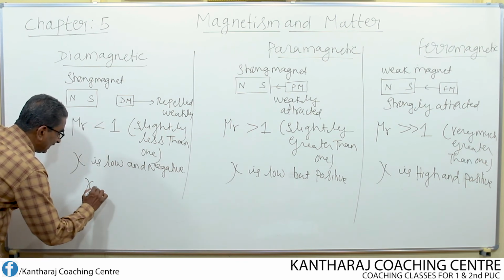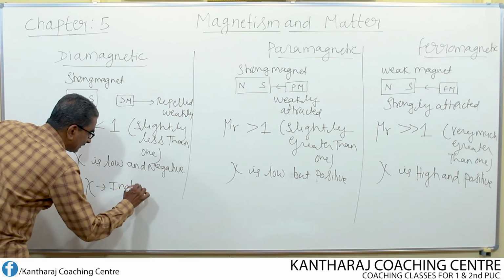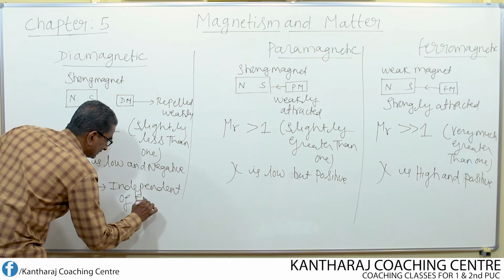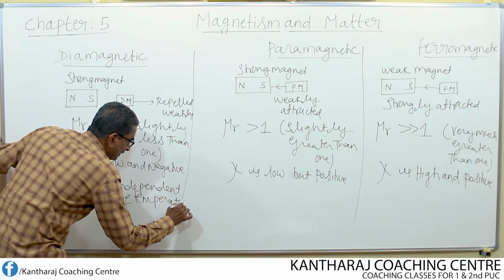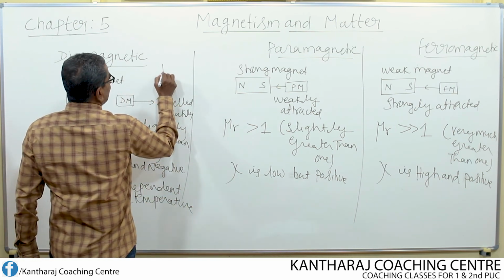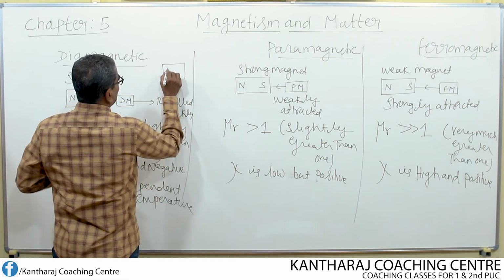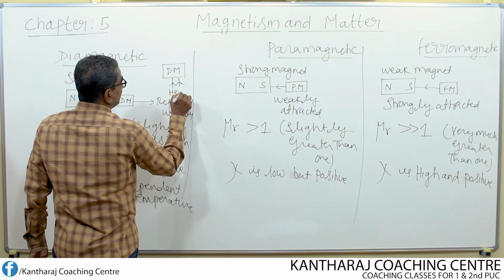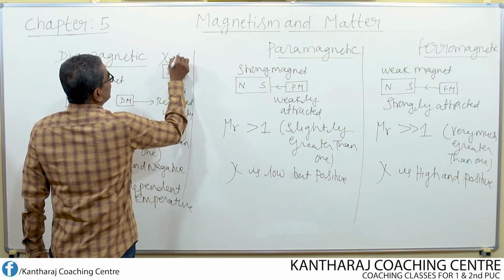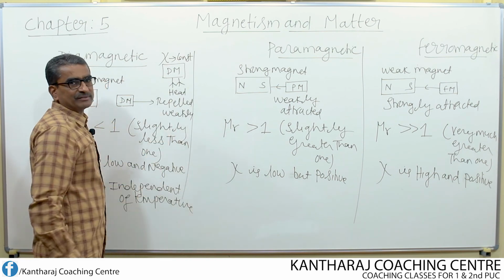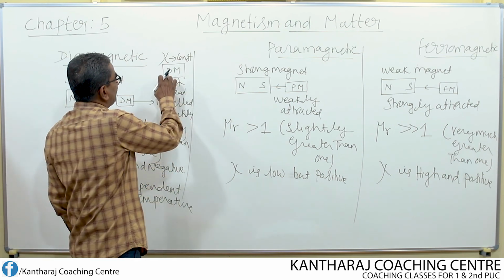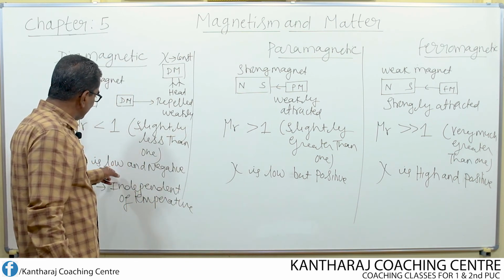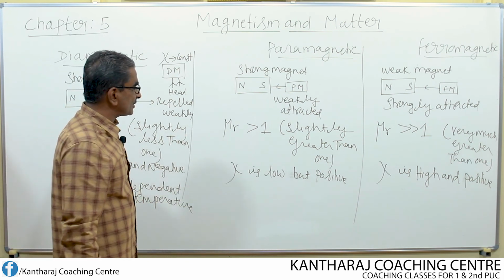Then coming to one more property with respect to susceptibility itself. Susceptibility is independent of temperature. What does it mean? Suppose if you heat a diamagnetic material, then its susceptibility remains constant, it is not going to change. If you increase the temperature of diamagnetic material, susceptibility value still remains negative and as well as low, it is not going to change.